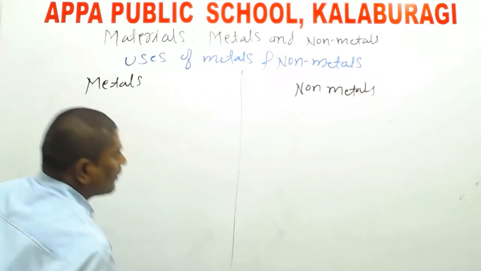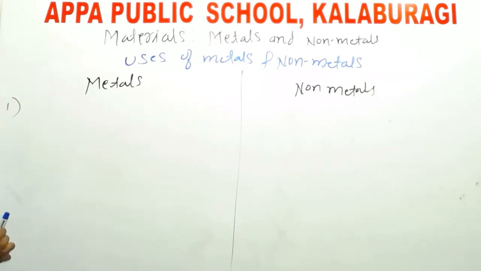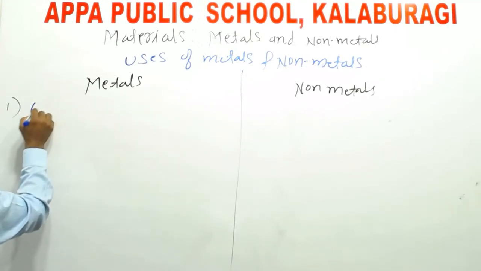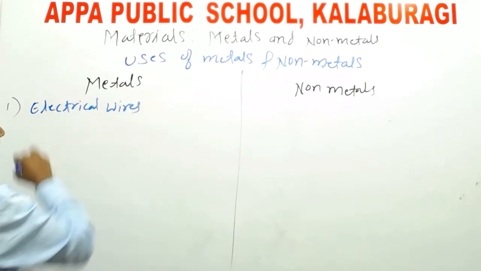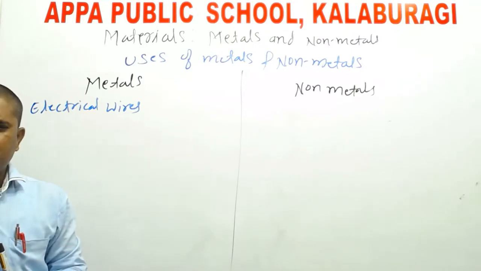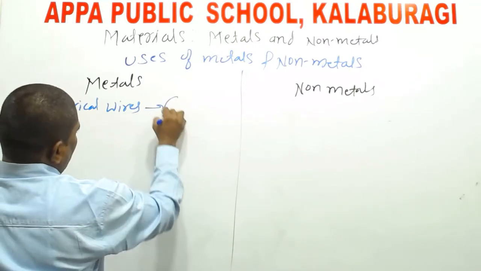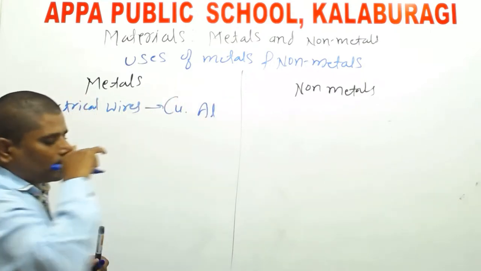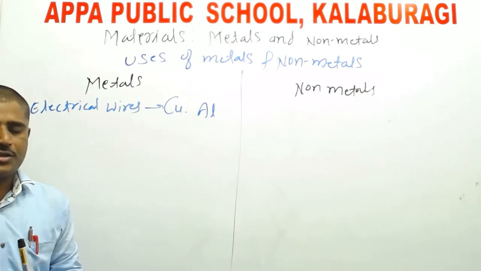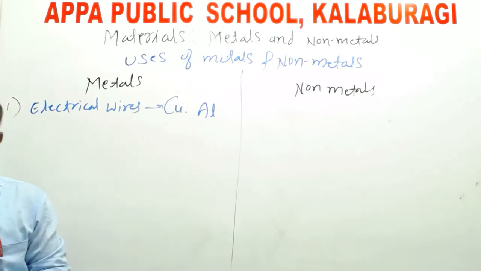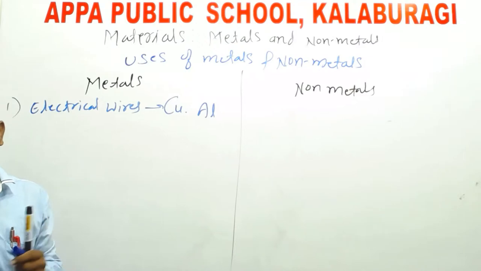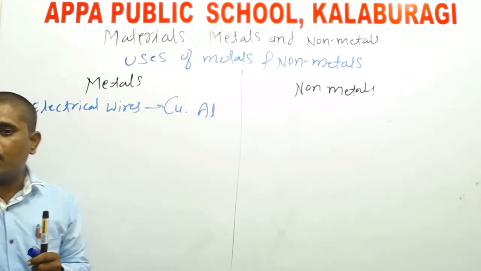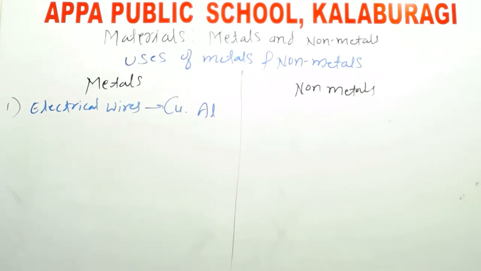So the first point, in case of metals, my dear friends: metals are used in electrical wires, especially copper and aluminum. These are the two metals we use in the preparation of electrical wires. I think you observed the main poles are there now, and these wires are aluminum, and copper wires are small wires, a bunch of wires. I think in your room you already observed that, isn't it?